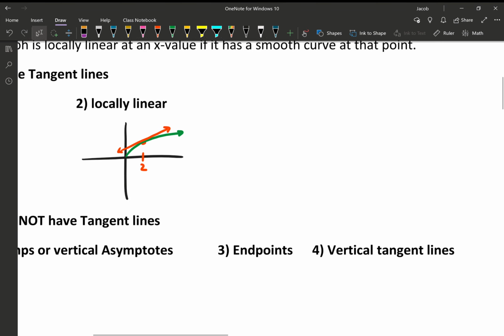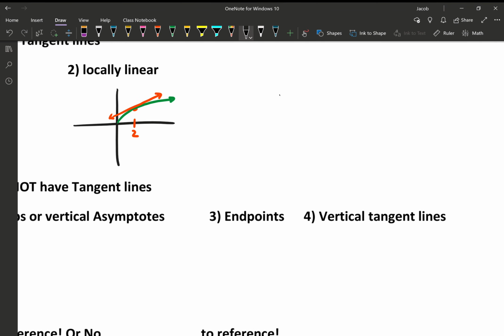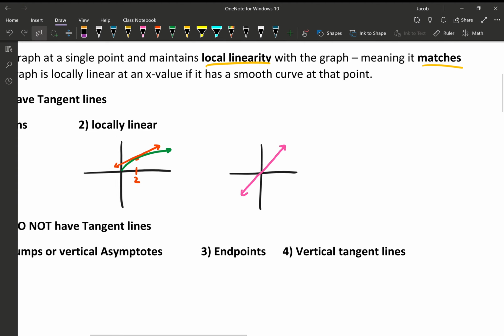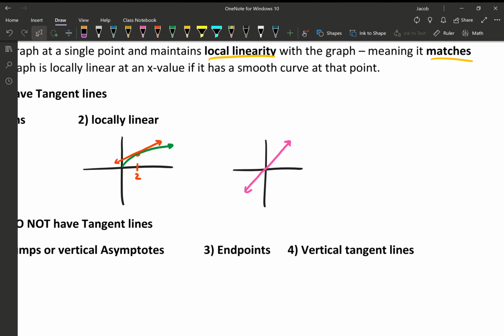And then we can also be tangent to a line itself. So the line tangent to this line, for example, is the line itself. And that's because we can reference any point along here, and we can also draw a line that is locally linear to the line that we already have.